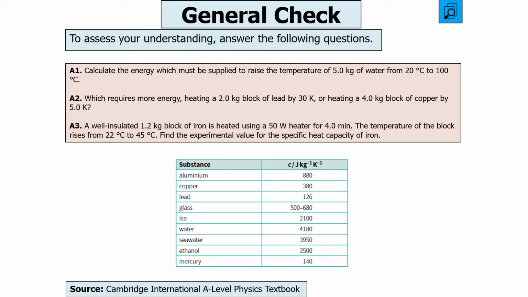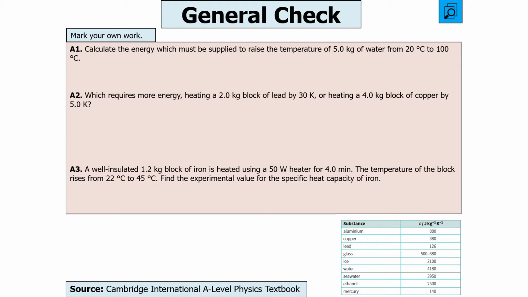The next question says, calculate the energy which must be supplied to raise the temperature of 5 kilograms of water from 20 degrees to 100 degrees. Then which requires more energy, heating a 2 kilogram block of lead by 30 Kelvin or heating a 4 kilogram block of copper by 5 Kelvin? Then a well-insulated 1.2 kilogram block of iron is heated using a 50 watt heater for 4 minutes. The temperature of the block rises from 22 degrees Celsius to 45 degrees Celsius. Find the experimental value for the specific heat capacity of iron. So pause the video now, then unpause the video when you want to go through your answer.